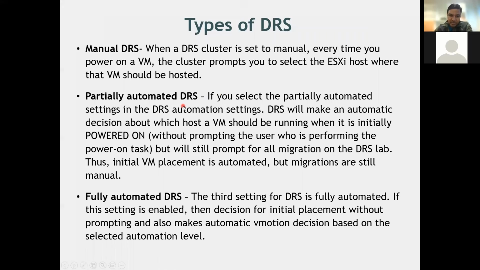When partially automated DRS is enabled, when we power on the virtual machine, it will automatically decide which host it should run on. Whichever host has less load, it is going to place that virtual machine there. But if the load on that host increases, or anywhere in the cluster the load goes up or down, it is going to prompt you that you have to balance the load yourself and shift this VM from this host to that. All these things need to be done manually.